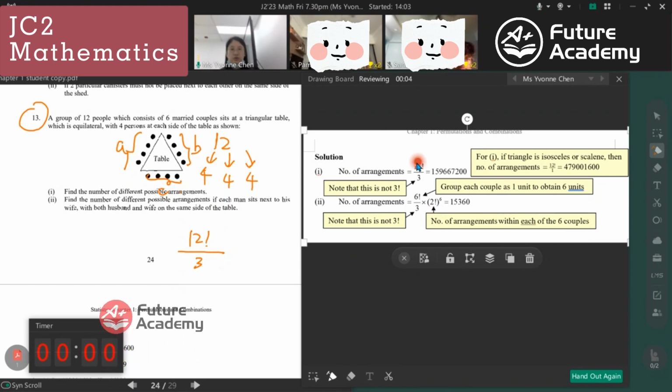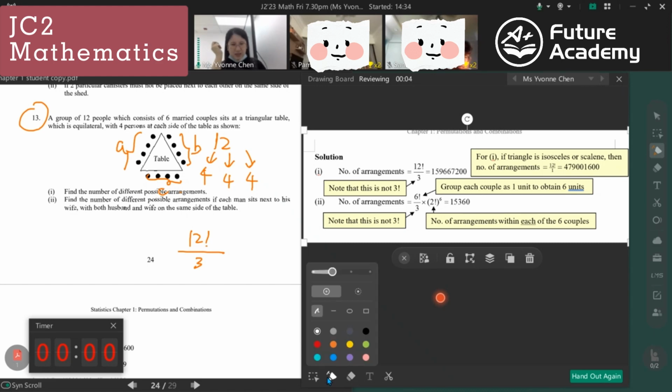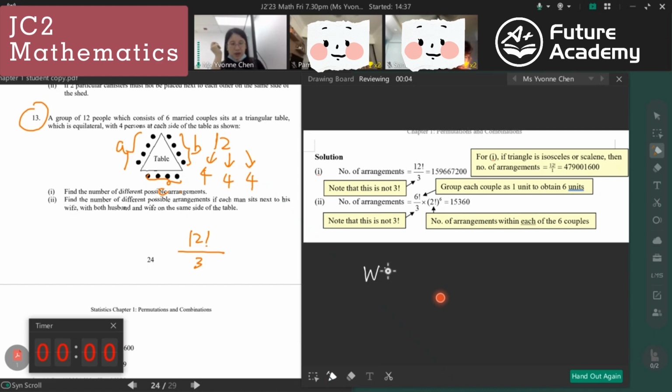So far so good? We have 12 factorial divided by 3 to get the number of arrangements when there's no restriction. And then we want the husband and wife to sit together. So basically we have 6 units, 6 factorial, divided by 3, times 2 factorial to the power of 6. The 2 factorial means the husband and wife can internally permutate. It could be husband and wife, or wife and husband, and it happens for 6 couples. Yeah, that's all. Anything else you want to ask?